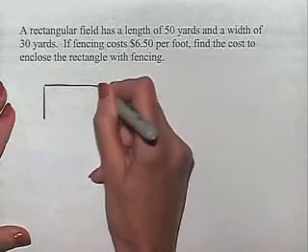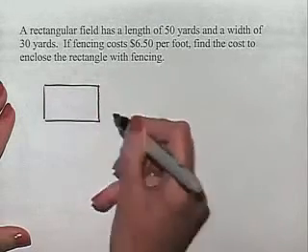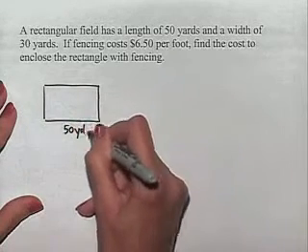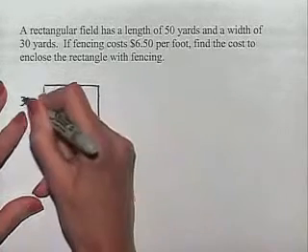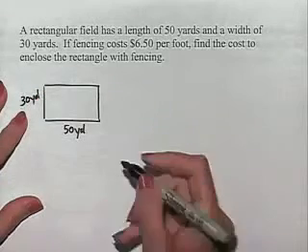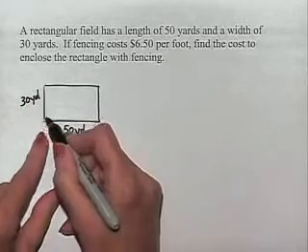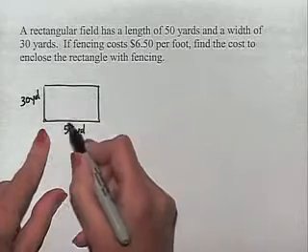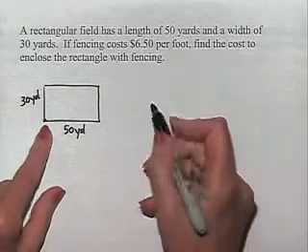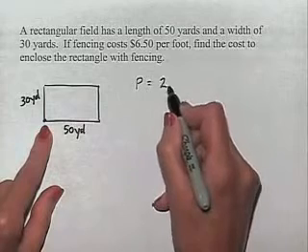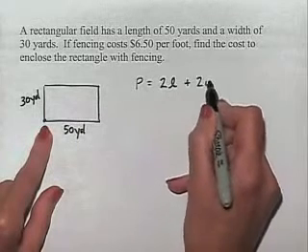We have a rectangle. We're told that the length is 50 yards. We're told that the width is 30 yards. Now, let's begin by finding the perimeter because we're going to have a fence running along the perimeter of this rectangular field. So we're going to have the perimeter equals twice the length plus twice the width.